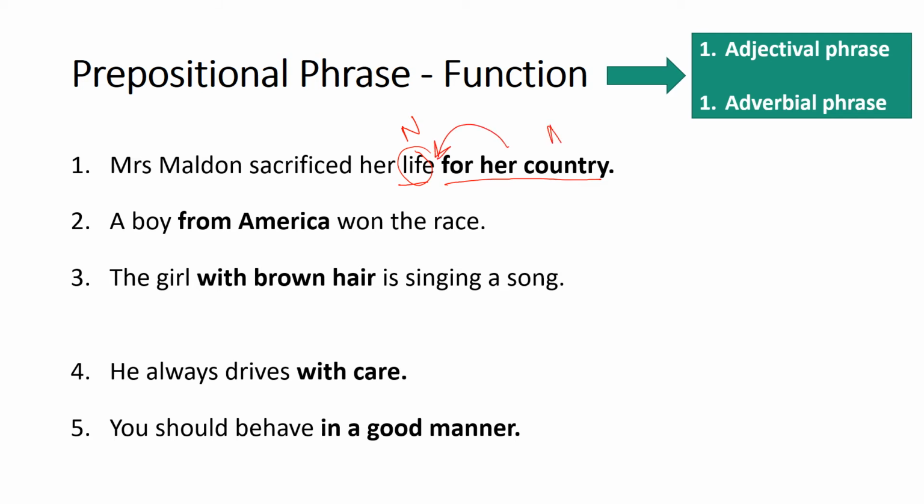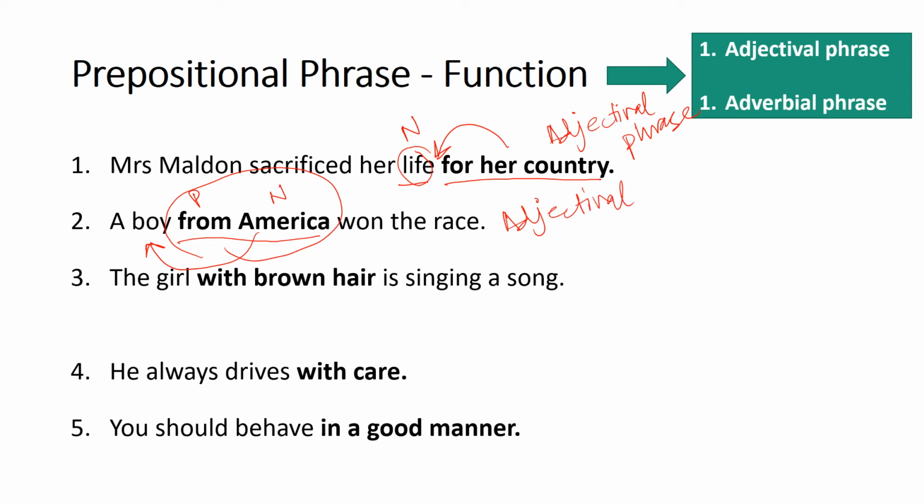So that makes it what? An adjectival phrase. It is a prepositional phrase and it is functioning like an adjectival phrase. Let's talk about the second example. A boy from America won the race. Now, from is what? A preposition, and America is a noun, although there is no adjective over here. But from America, actually this phrase is modifying boy. So again, from America is acting like what? An adjective. So it would be an adjectival phrase, right?